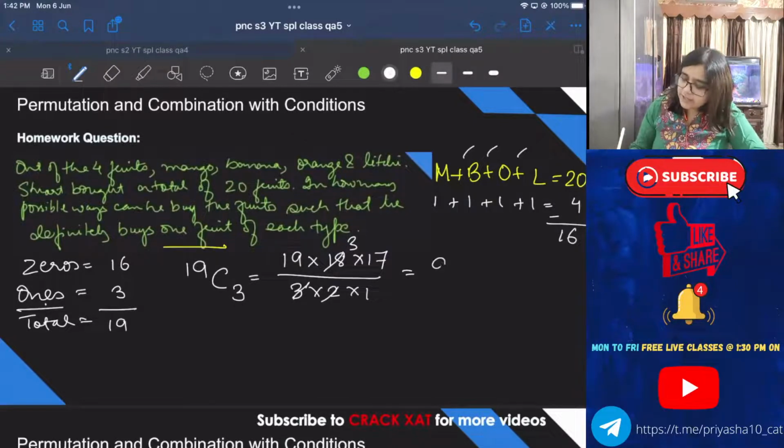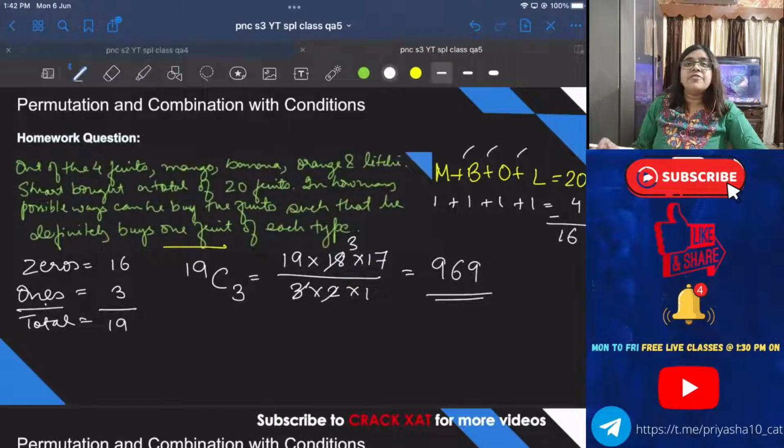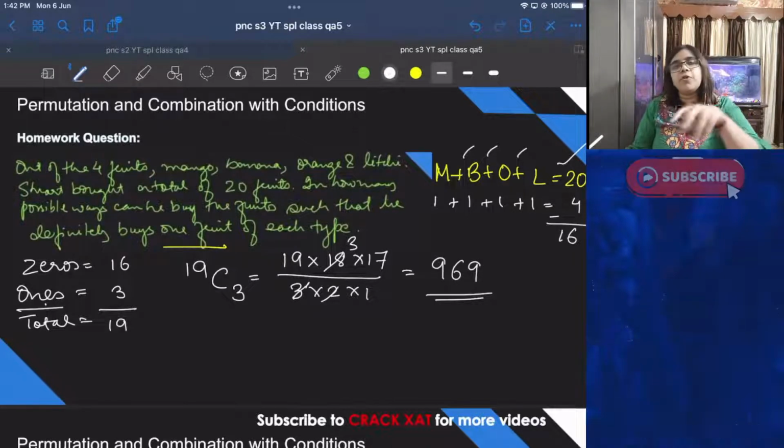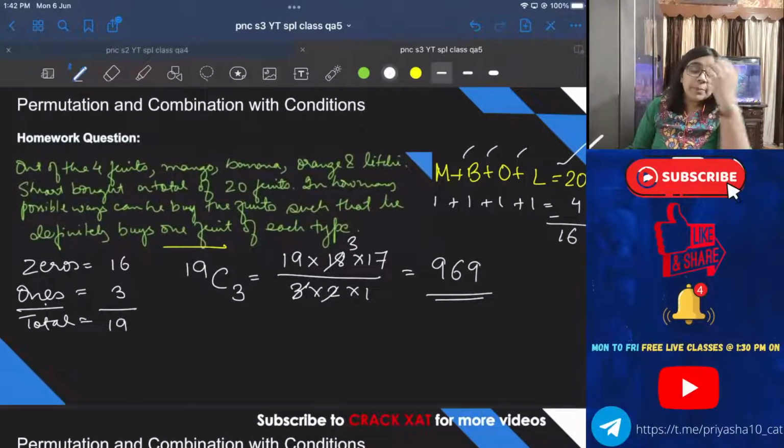Very nice, Setu. Thank you. 969. 969 are the different conditions in which we can distribute these 16 fruits, or actually, to be honest, 20 fruits within the 4 different categories, keeping the condition alive that every category will have one fruit of itself.